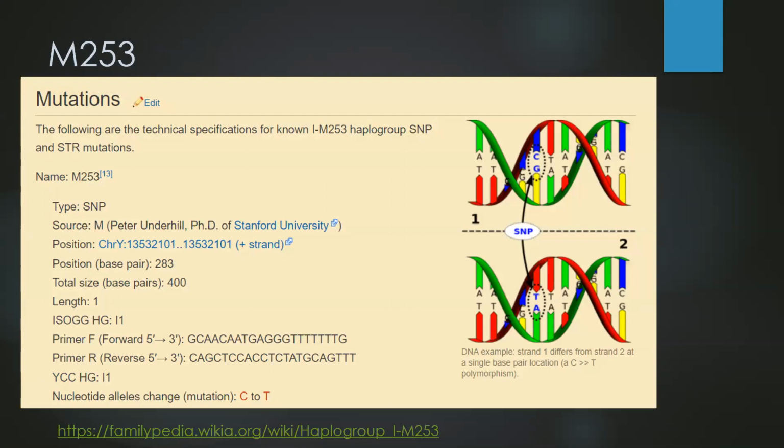And I just want to show you another visual of what those mutations look like. When bases are replaced with other bases, that's a SNP. And again, that happens in autosomal DNA too.